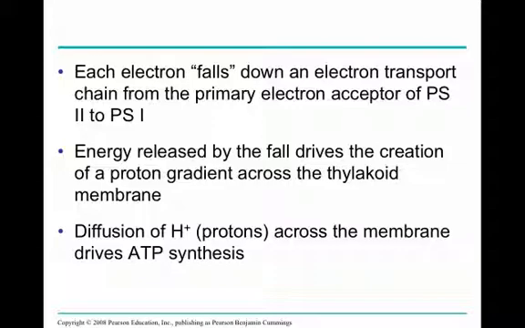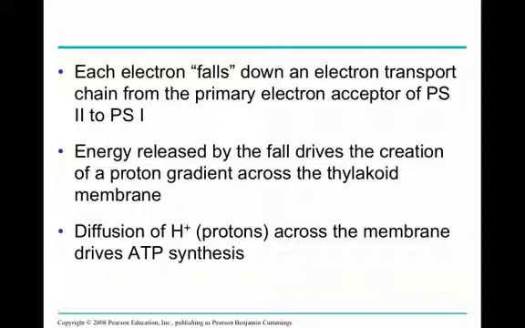As those electrons get passed to the primary electron acceptor, they will move through the electron transport chain, or we say they fall down the chain, which is just to help us remember that they lose energy. So energy gets released by this falling of the electron, and that energy that's given off is used to help pump the hydrogen across the membrane into that thylakoid space. And so they build up a proton gradient.